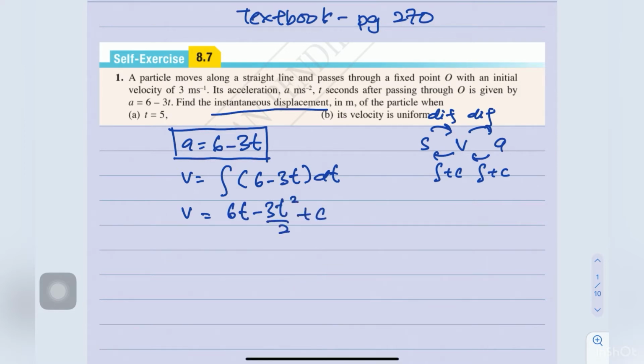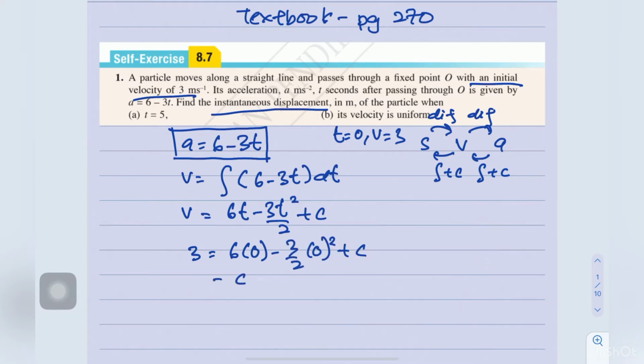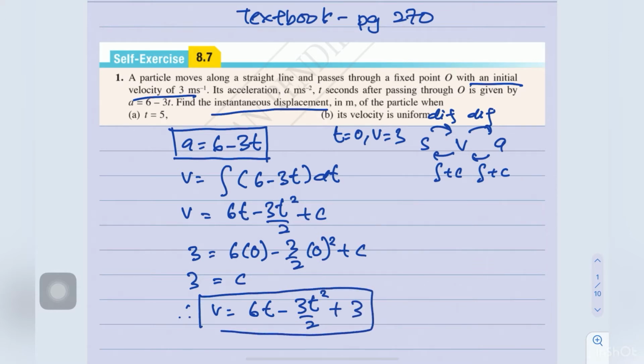So now V equals 6t minus 3t squared over 2 plus c. Now given initial velocity is 3, so when t equals 0, V equals 3. We substitute V is 3, t is 0: 3 equals minus 3 over 2 times 0 squared plus c. So then c equals 3. Therefore V is 6t minus 3t squared over 2 plus 3. This is the function of velocity.